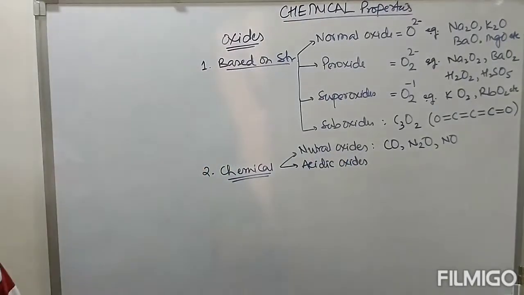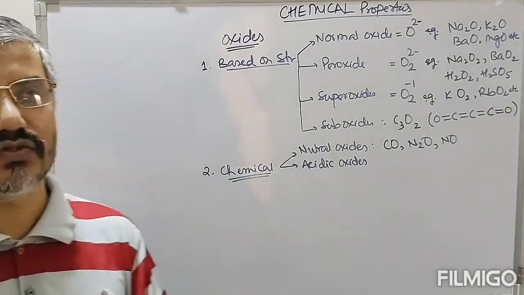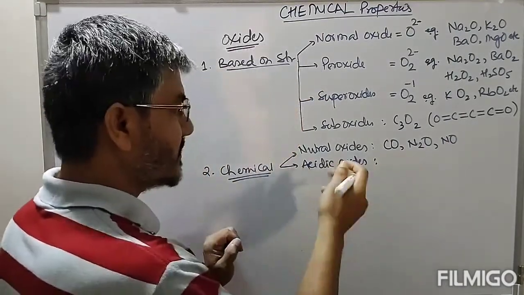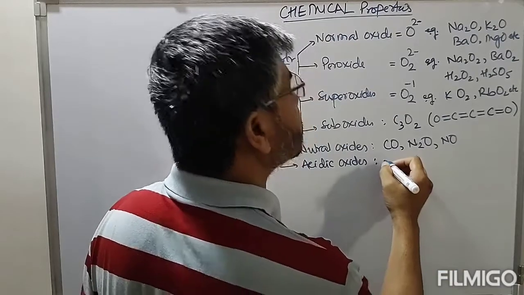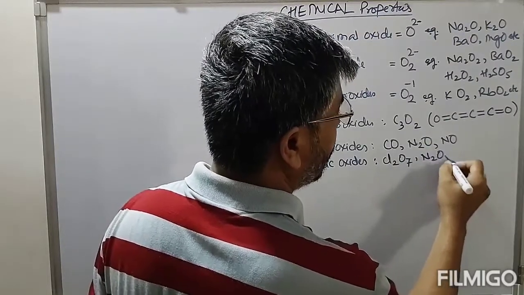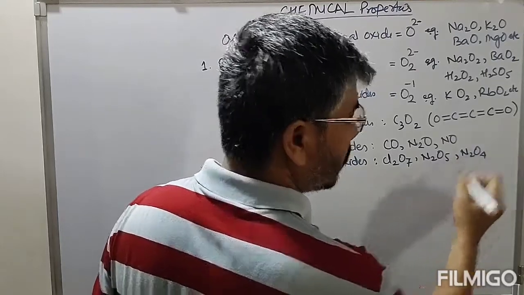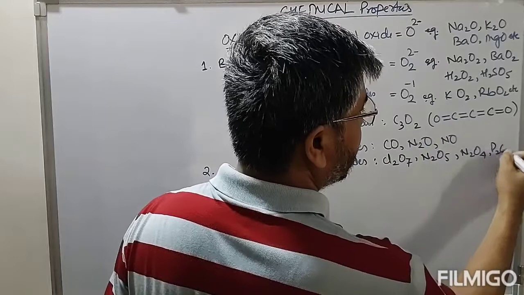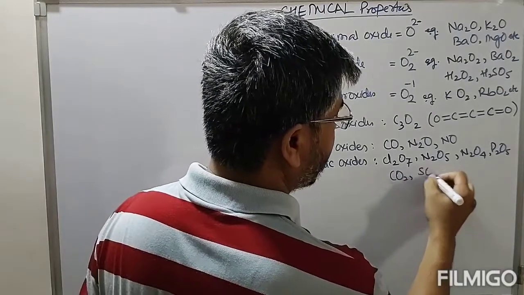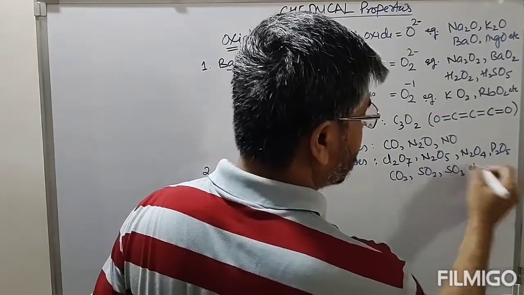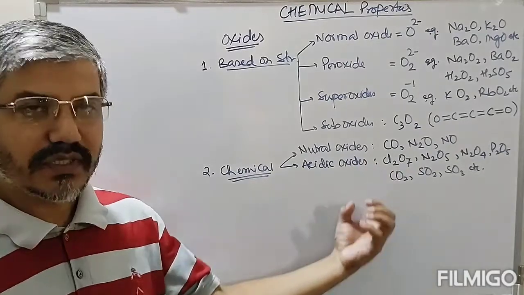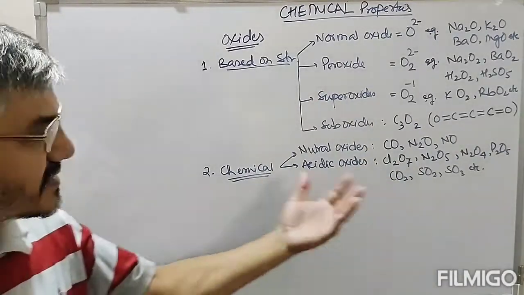Then we have acidic oxides. When we say acidic oxides, these oxides show acidic behavior. Generally non-metal oxides are acidic in nature. So we have Cl2O7, N2O5, N2O4, P2O5, etc. Among these non-metal oxides, we can also have carbon dioxide, SO2, SO3, etc. These non-metal oxides are acidic in nature, meaning when they are dissolved in water, that gives you acid. So these are known as acidic oxides.